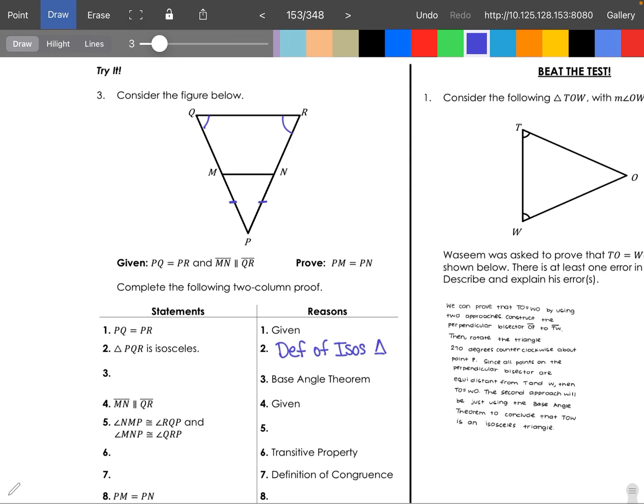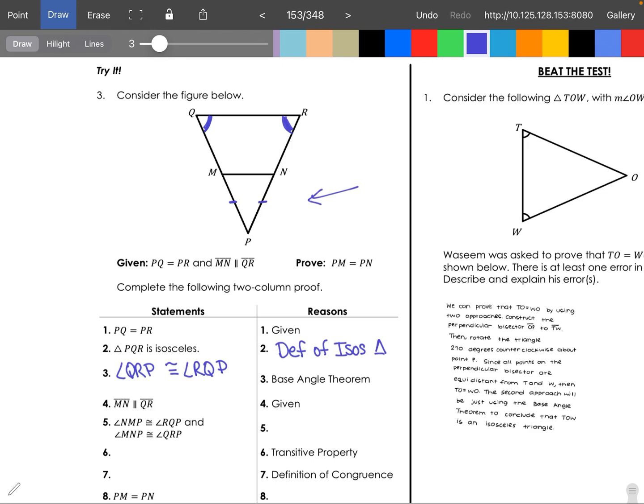So what I know is that angle QRP, that is this angle right here, is congruent to angle RQP, this angle right here. That is the base angles theorem. If the sides are congruent, then the base angles are congruent. And we're trying to do the same thing with this one up here.